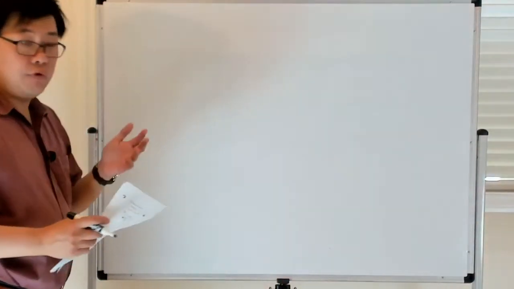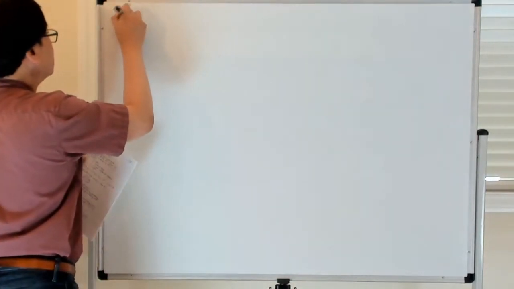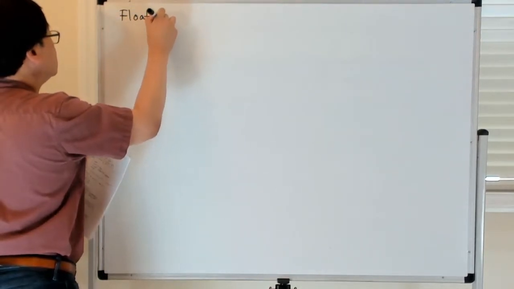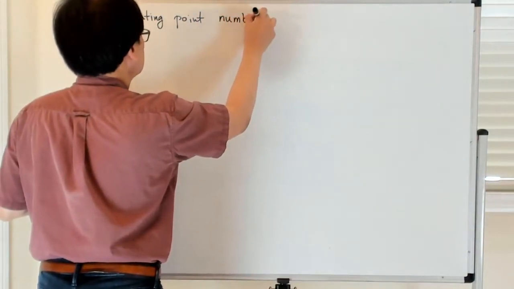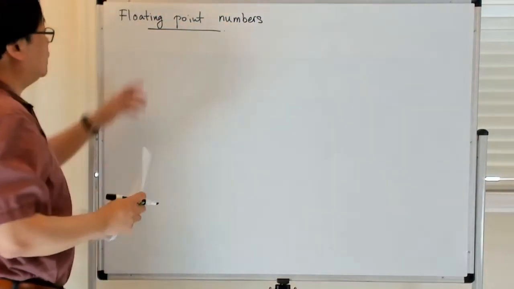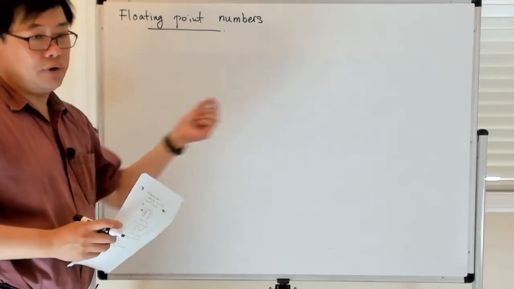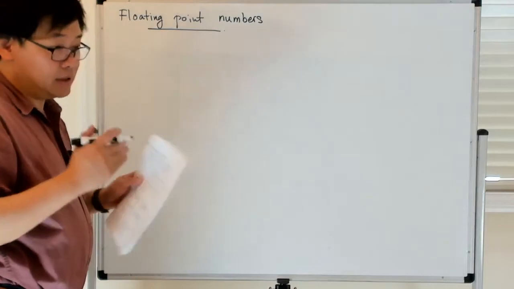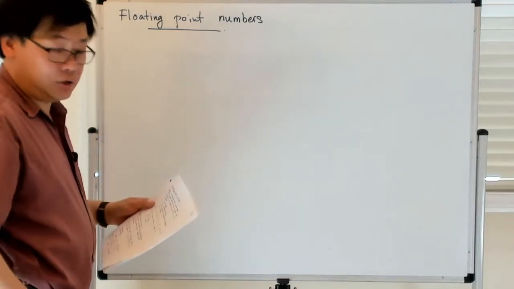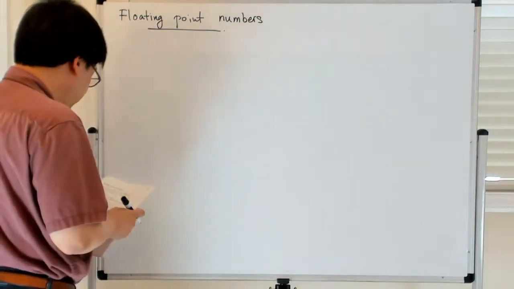All right, so now I'm going to talk about floating point numbers, which are a way for computers to represent a wide range of numbers. So floating point numbers. If you will, the idea of floating point refers to the decimal point and the ability to move the decimal point backwards and forwards. That allows you to represent numbers with a wide range of magnitudes more efficiently using just a relatively small number of bits.